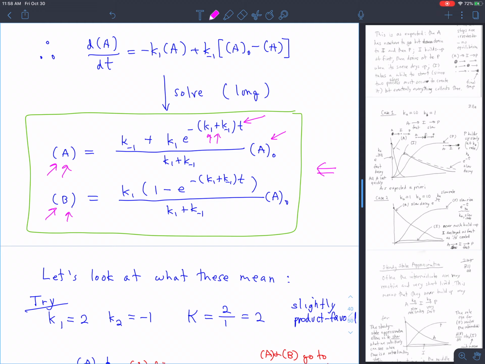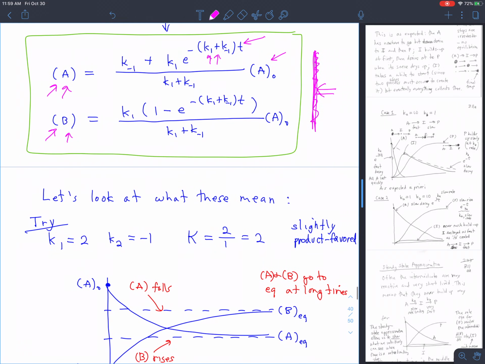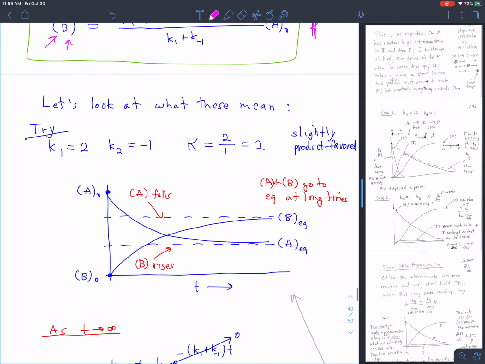Let's look then at these relationships and see if we can make some sense out of them. I think it's valuable. I mean, we've solved the differential equation. We have these expressions. They, in principle, tell us everything, but you've got to play with them for a little bit in order to see what they mean or what they're telling us. So let's consider some cases. Let's, for example, choose the forward rate constant to be 2, and the backward, that should be K minus 1.